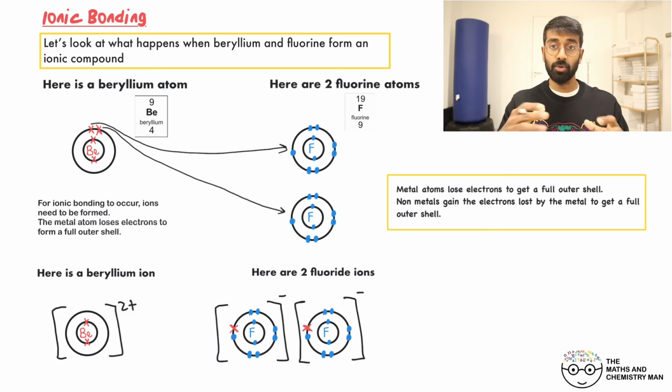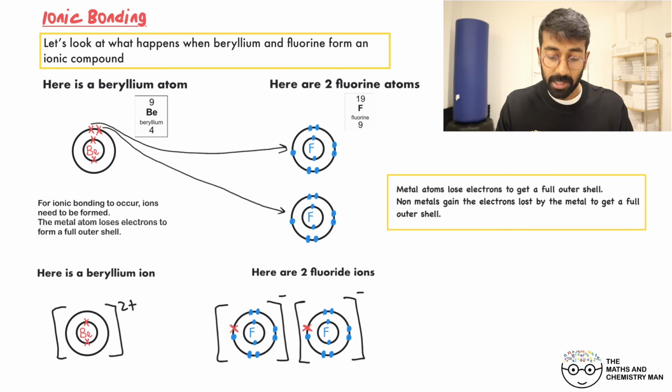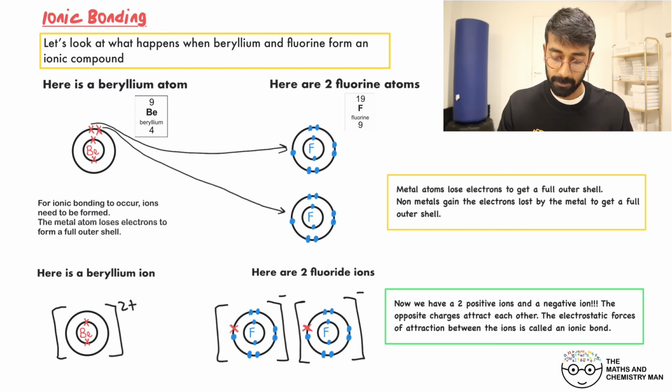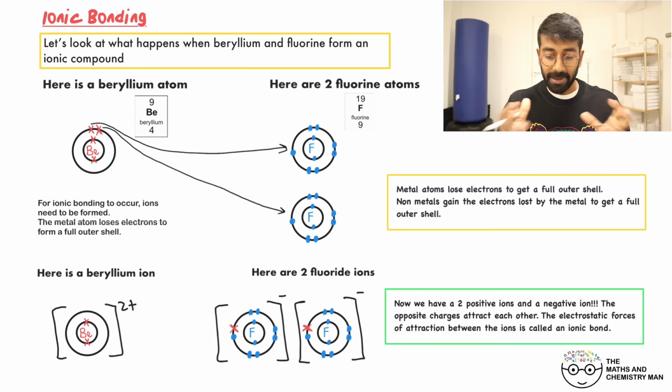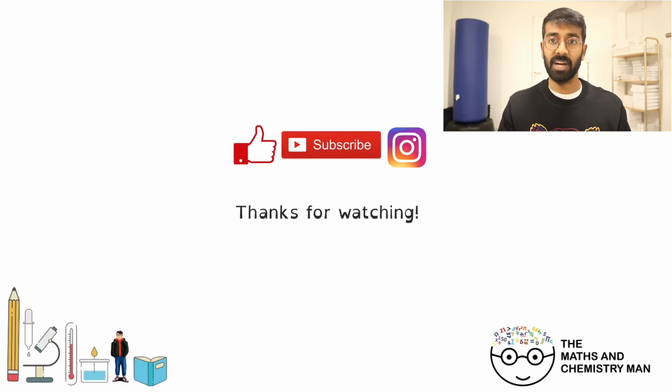And remember, to show that these are ions, we're going to put these brackets in. You've got a 2+ charge around the beryllium, and then a minus and a minus on each of those fluoride ions. We've now got positive ions, negative ions. They're balanced out nicely, so there's plenty of attraction between the 2, and those are electrostatic forces of attraction or ionic bonds. And there we go.